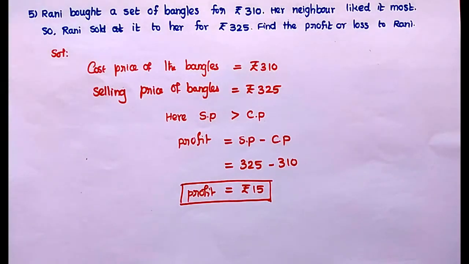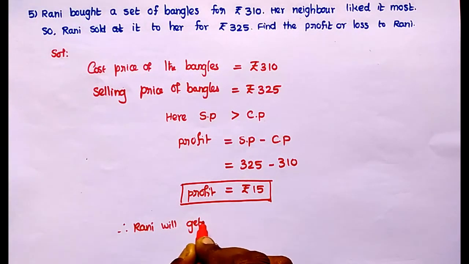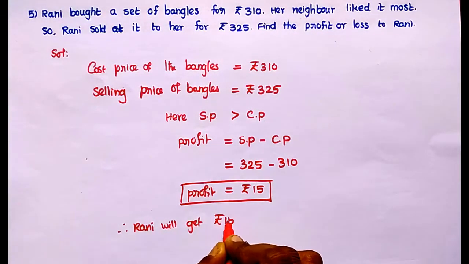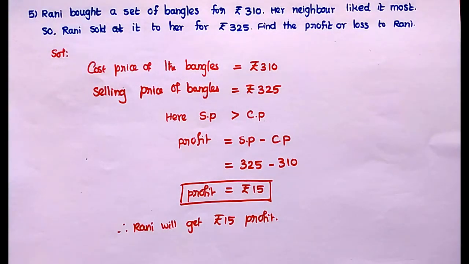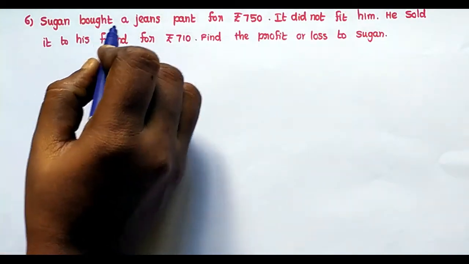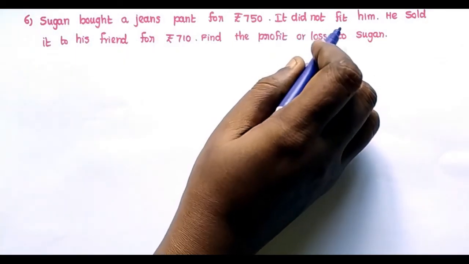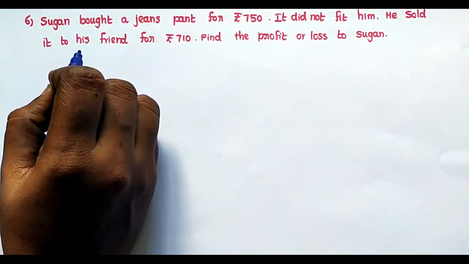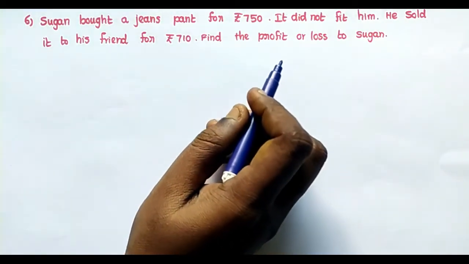Therefore Rani will get rupees 15 profit. That is the answer. Sixth sum, Sugan bought a jeans pant for rupees 750. It did not fit him, so he sold it to his friend for rupees 710. So find the profit or loss to Sugan.